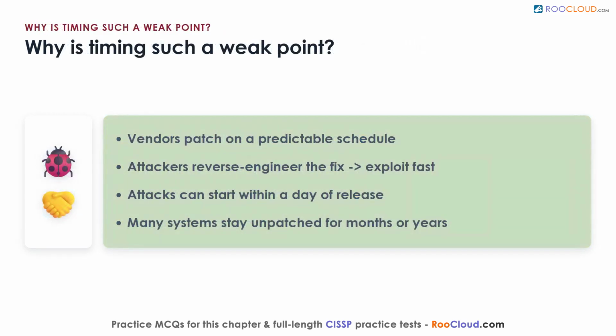Why is timing such a weak point? Because attackers move faster than most patching teams. Many vendors release patches on a predictable monthly schedule, which helps administrators plan their testing. But that predictability cuts both ways. Attackers reverse engineer each new patch to discover the very flaw it fixes, then build an exploit, and attacks can begin within a day of release. Worse, plenty of systems stay unpatched for weeks, months, even years, and attackers happily exploit them long after the fix existed. Occasionally, a flaw is severe enough that a vendor pushes an emergency patch off the normal schedule. Speed on your side is the whole game.